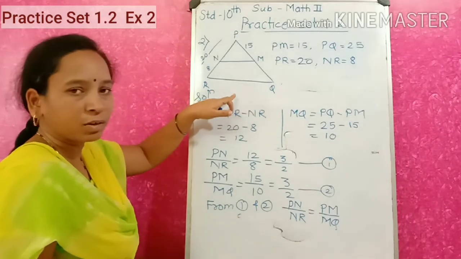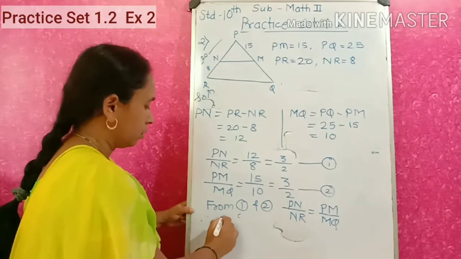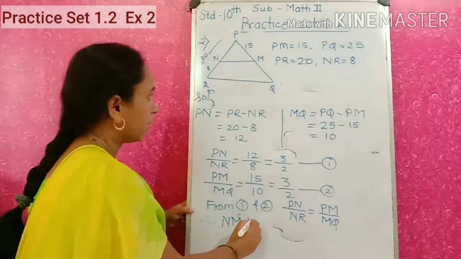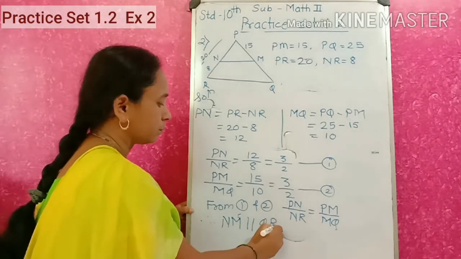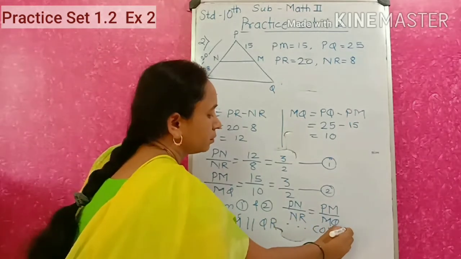What is the reason for it? Converse of BPT. So therefore, NM is parallel to QR. What is the reason? Converse of BPT.